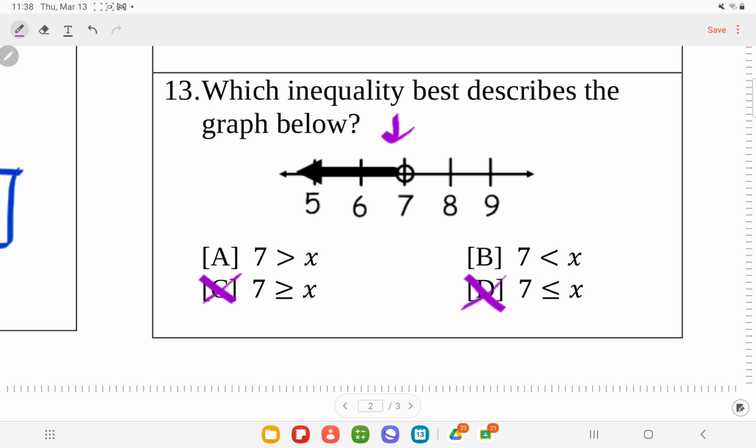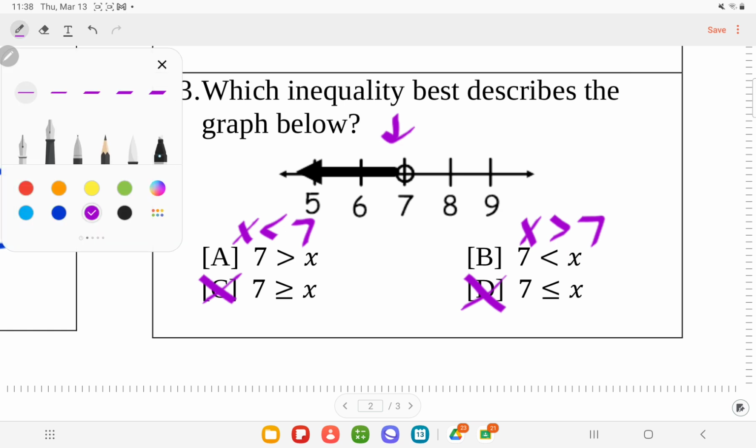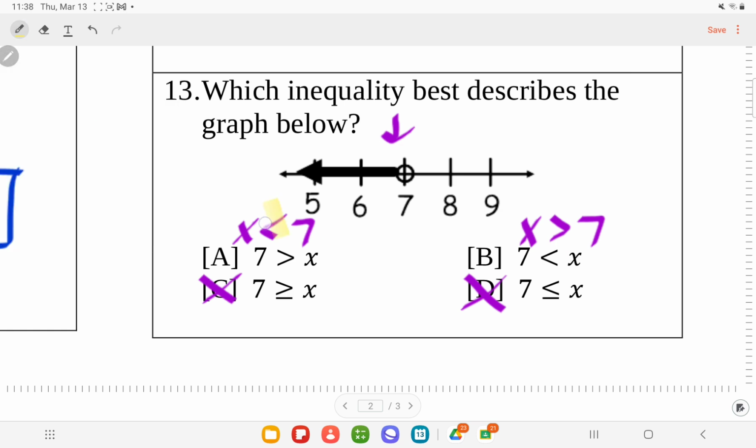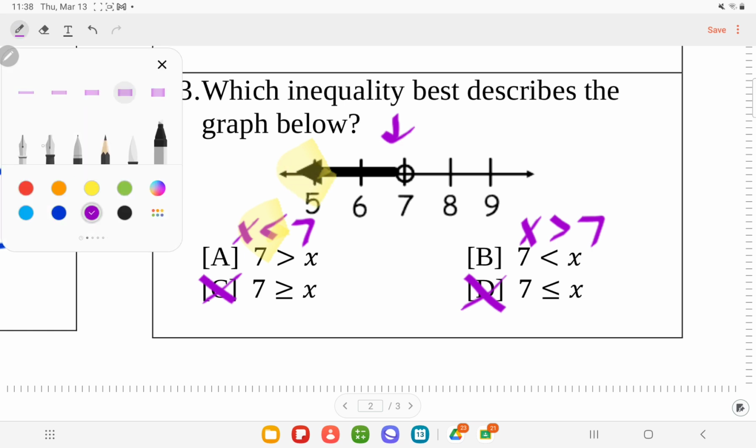These are all written backwards. Remember, we can't read these symbols this way. This says 7 is greater than x. That's not the nicest, so we want to switch it around. This is one of those cases. Instead of 7 is greater than x, we would have x is less than 7. And on this one, 7 is less than x means that x is greater than 7. And now you can just match your graph up to which way the arrow would be going, and we get option A.